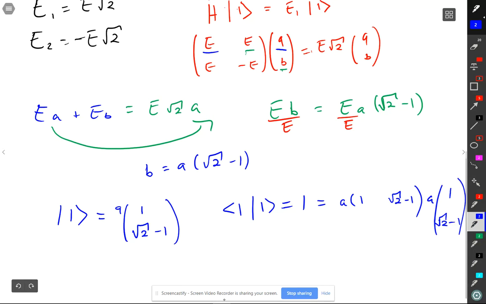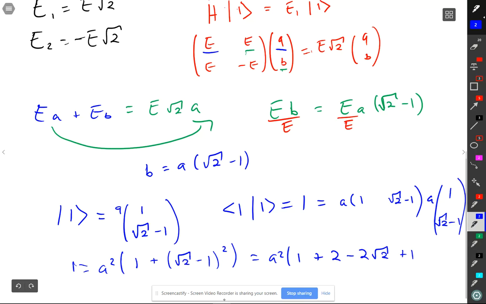So now multiplying through, that's going to be 1 equals a squared times 1 plus root 2 minus 1 quantity squared. Well, phooey. Root 2 minus 1 squared is going to be 2 minus 2 root 2 plus 1 equals.